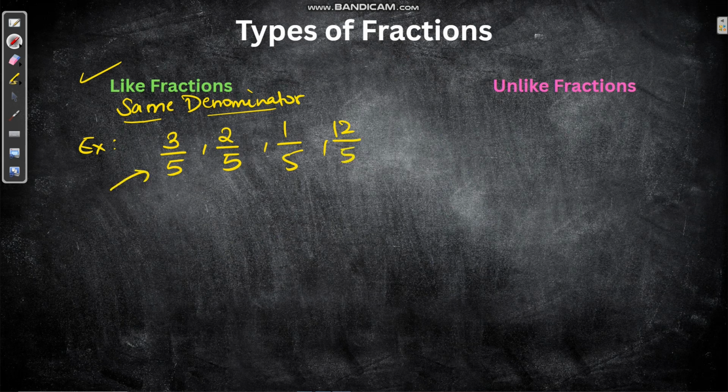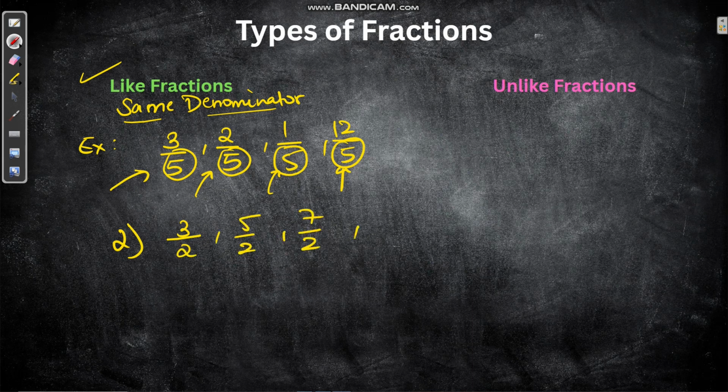If you notice, in each case over here, the denominator is the same, that is 5. Over here there's 5, 5, 5, 5. Another example, 3 by 2, 5 by 2, 7 by 2, or any number by 2. They are like fractions because the denominator is same.